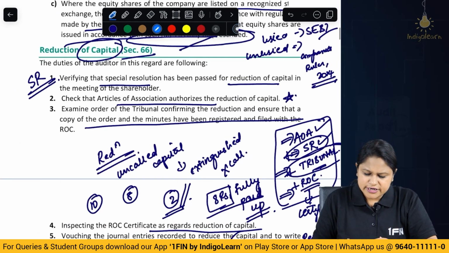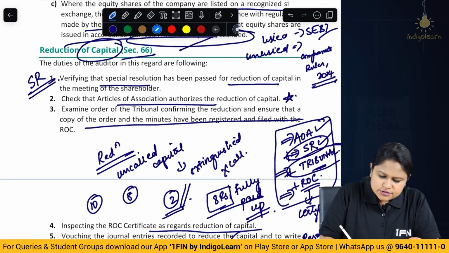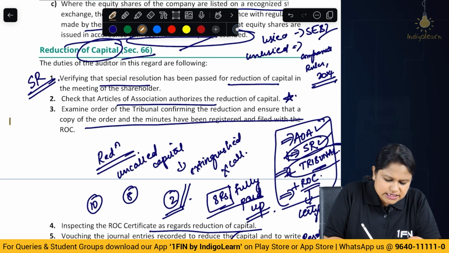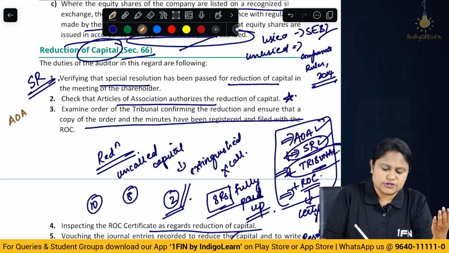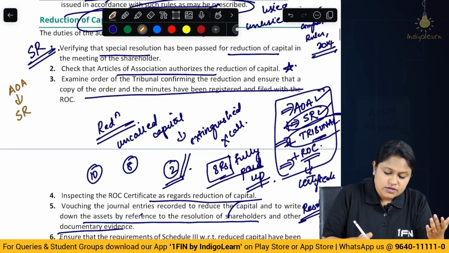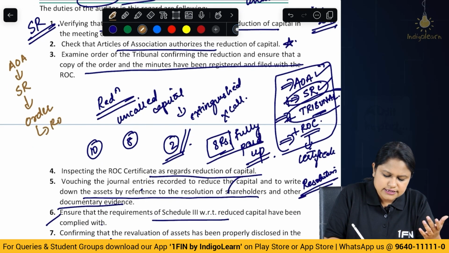So you can look at this. Very simple pointers for us to remember. Quickly, always go in sequence. Imagine first you have the articles. In the articles there is a permission, but then we know we compulsorily have to pass a special resolution. Special resolution, then the tribunal's order. This order you have to file with whom? ROC. When you file with ROC, ROC will give you a certificate.